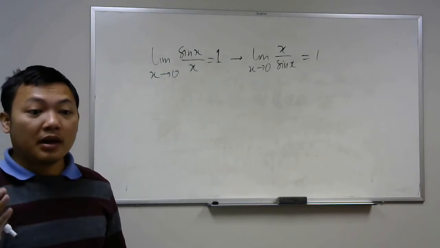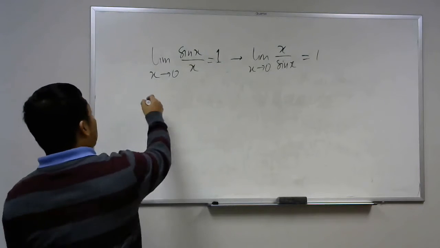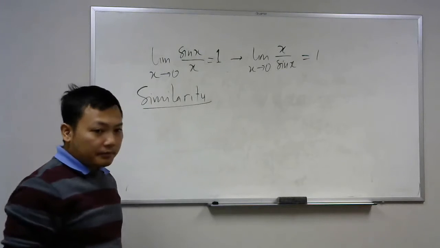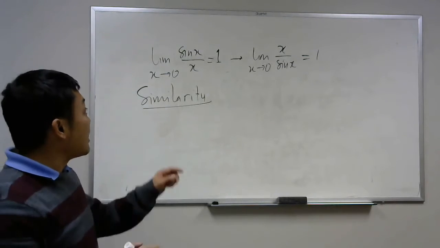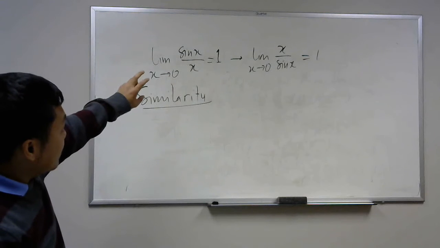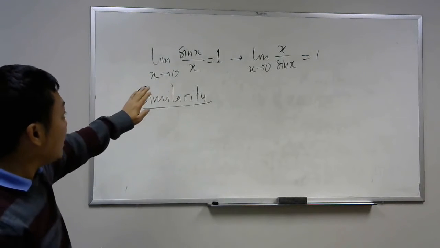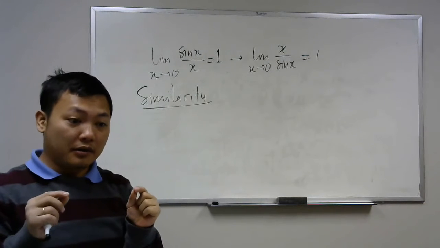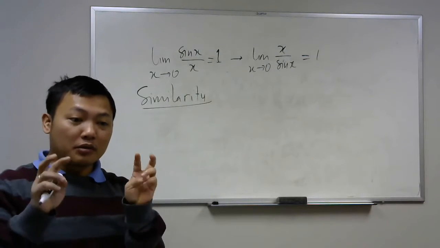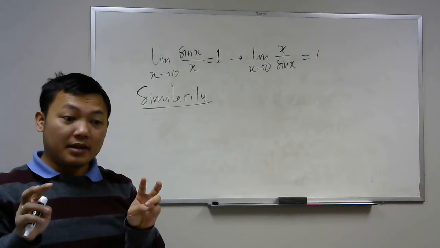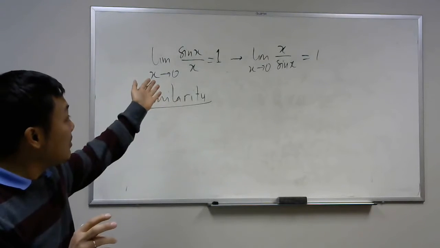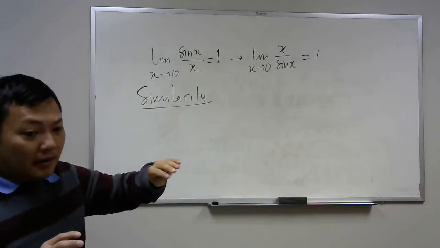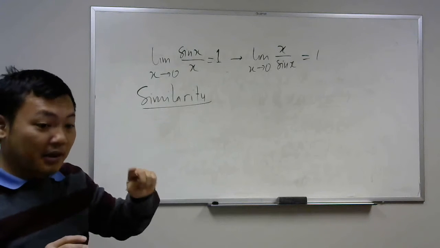I want to talk about similarity. What does it mean? Since we consider the limit of two functions, sine x over x, and that is equal to 1 when x goes to 0, that means when x is very close to 0, these two functions are almost similar. Make sense? They are almost similar because the limit of their quotient is equal to 1. So I say when x is very close to 0, sine of x is similar to x.